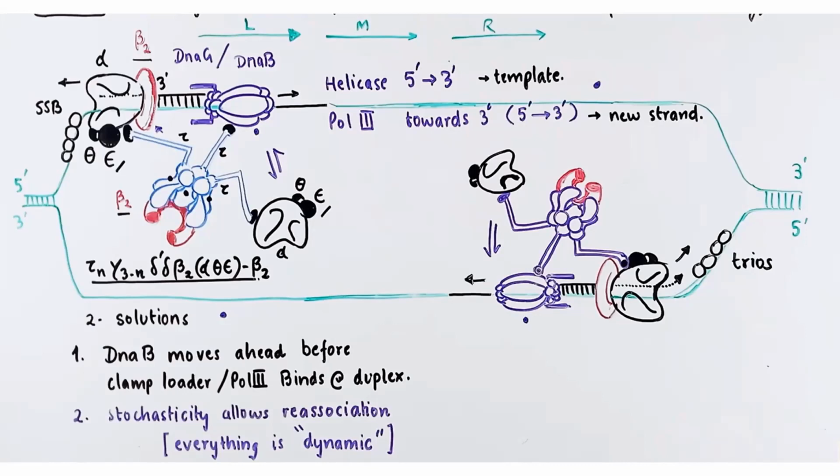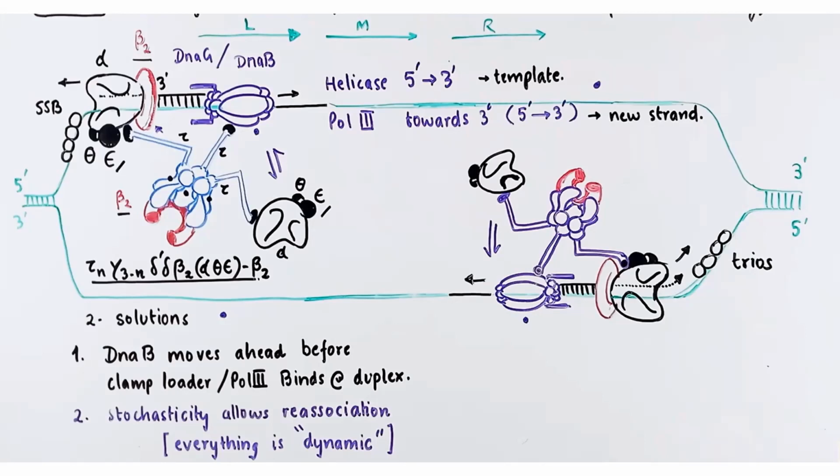The second solution relies on the fact that the ponytails are always in a constant exchange state. That means it is not stably bound to the helicase. Therefore, the helicase can go ahead in a different direction, and this conformation allows for potential reassociation of the complex to the DNA. Because everything is dynamic and moving, both of these solutions are actually true and give the same final result.